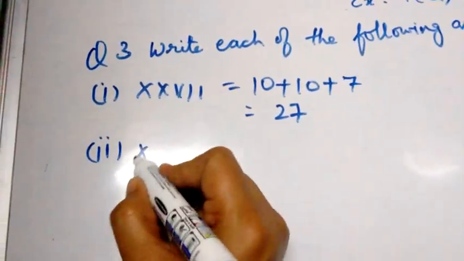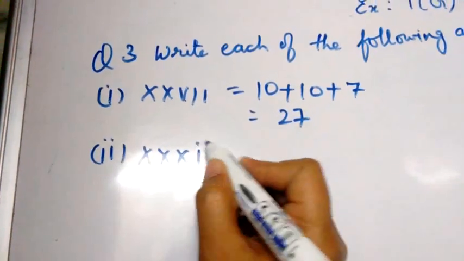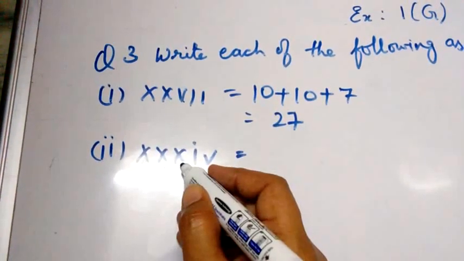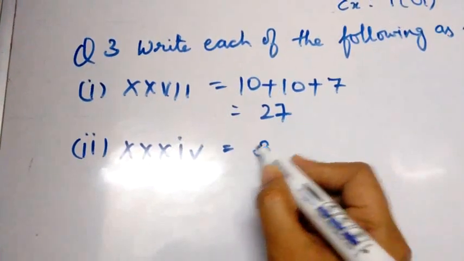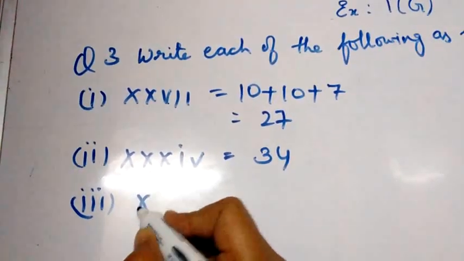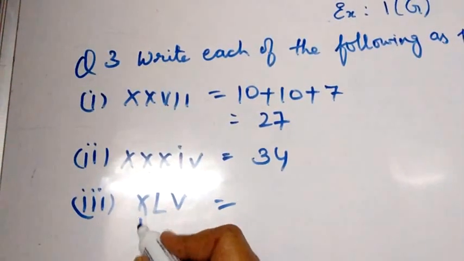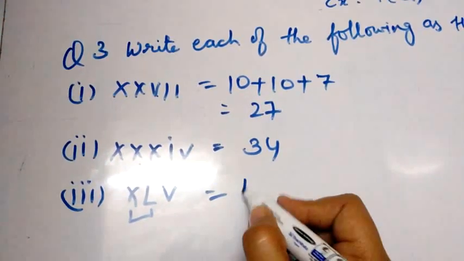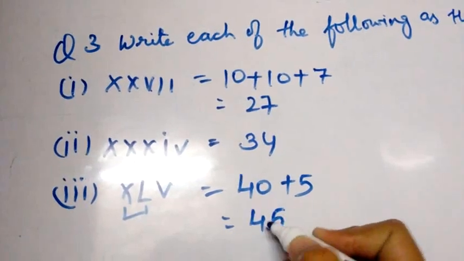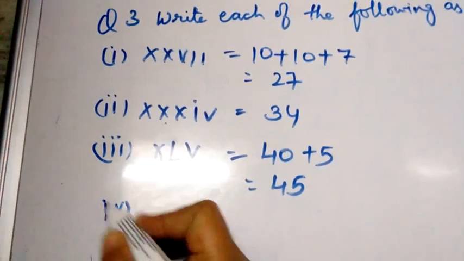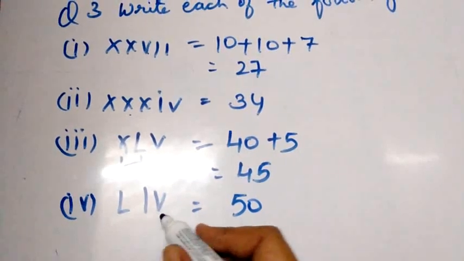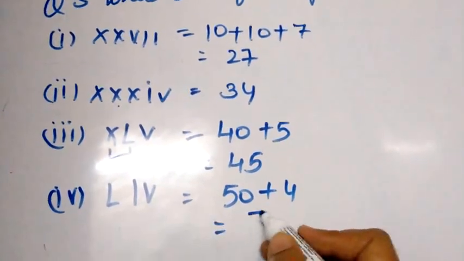Second part, XXX and IV. That is X means 10, 10, 10, 30, and 4. That is 34. Third part, that is XLV. So as we know that when we are writing X at left hand side of L, that means it is 40, and this is 5. That is 45. Fourth part of it, LIV. L means 50 and IV, that means 4. So answer will be 54.